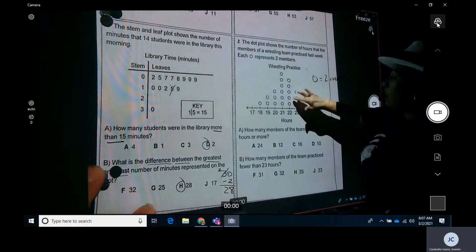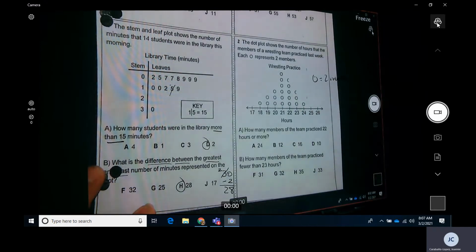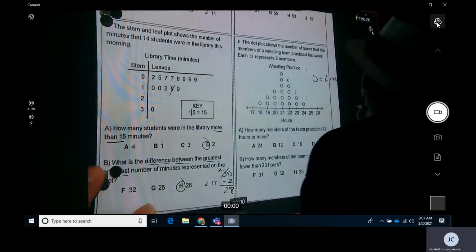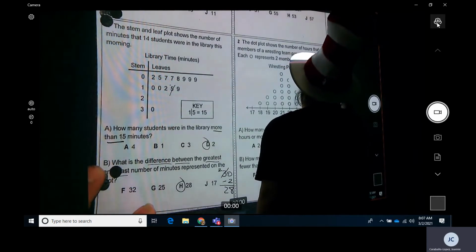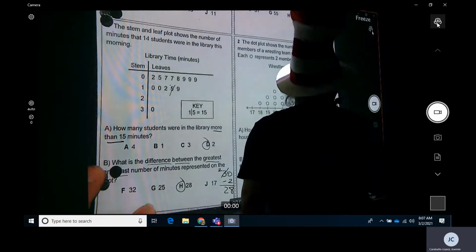Now let me ask you something. Does your paper have half circles? Yes. So I'm assuming the half a circle means what? 1 member. So you know what? Make your own key. So a full circle means 2 members and half a circle means 1 member, correct? Is that important to know? Yes.